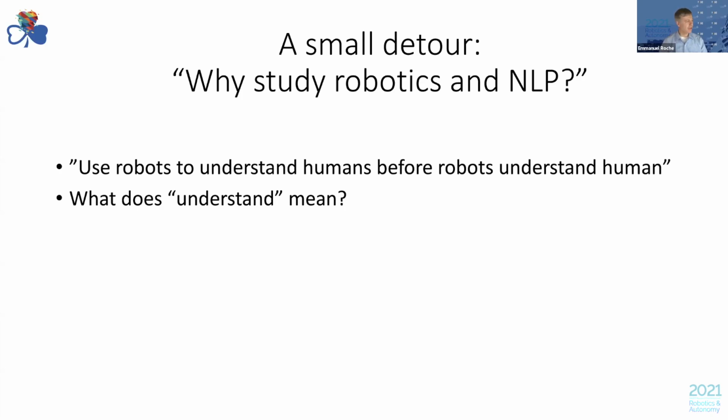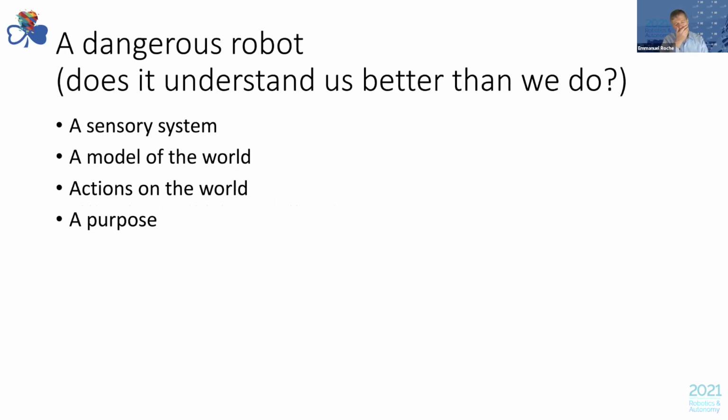I'm just going to give one small example about different meanings of understand, because we are at a time when there's a lot of confusion. So let me give you an example of one robot that I think would be dangerous. It's built with today's technology, and you can practically say it exists. And it probably understands us in some way.